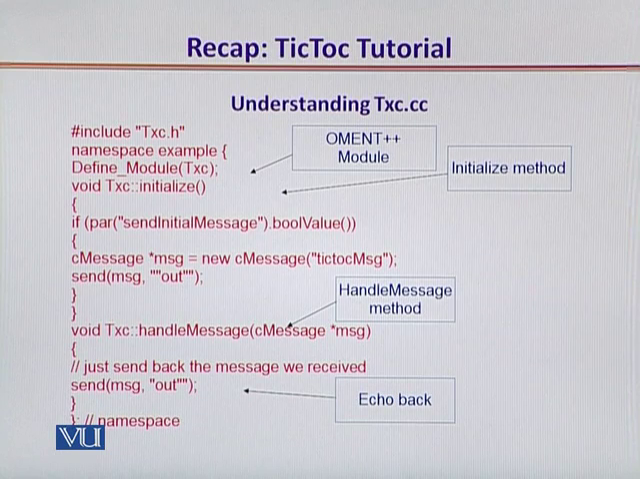And the handleMessage method creates a message, TicToc, and if this message is created, it simply sends and transmits it to the other node. When the other node receives it, it simply echoes back whatever is sent to it, that is, this message of TicToc message in quotes.